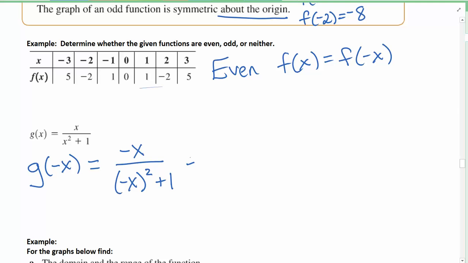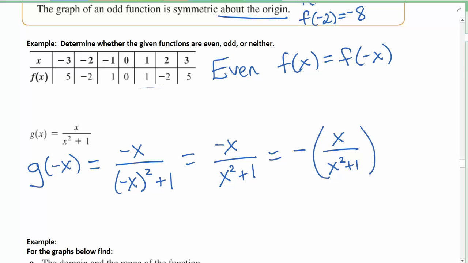Well, let's simplify this a little bit. (-x) squared is really just x squared, so we have -x divided by x squared plus 1. Now, when you have this negative in the numerator like that, you can actually factor it out and think of it as the opposite of this entire thing, x over x squared plus 1. But what was this? That was just g of x, right? Because that's what you started with. So you ended up with the opposite of g of x. You started with g of -x, and you ended up with the opposite of g of x, and that is the definition of an odd function. So you got exactly the opposite of the function, so you know that you have an odd function.